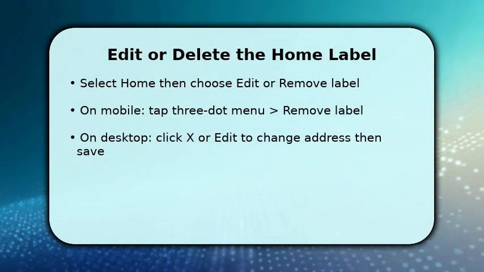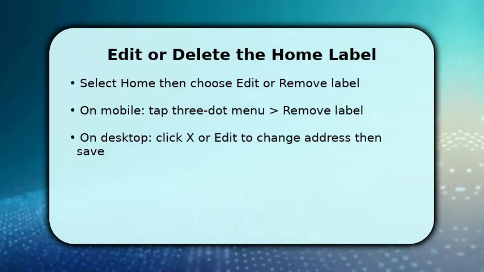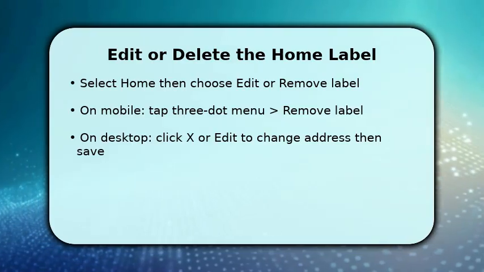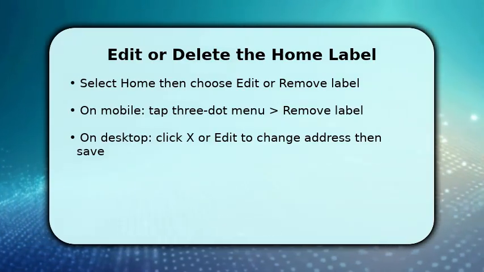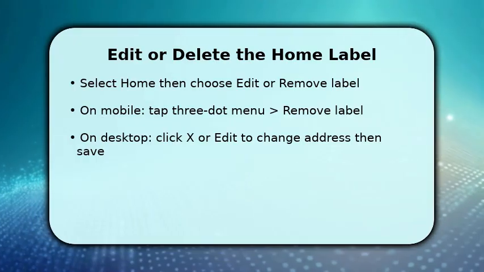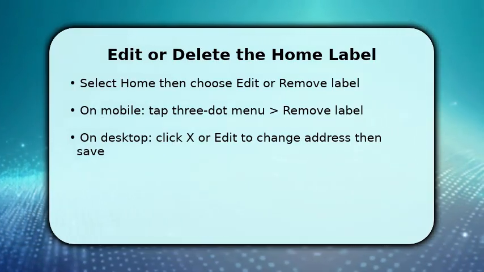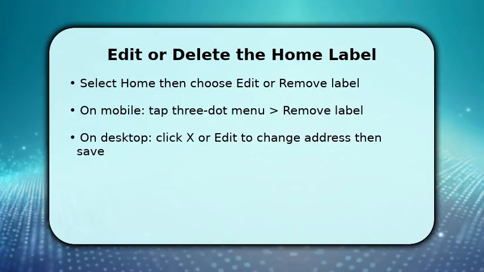On Android and iOS, the three-dot menu reveals Remove Label. On desktop, click Remove or Edit next to the saved place. Make sure you save changes and wait a few seconds for sync. If you want to keep the address without the home label, edit and then save it as a generic saved place instead. This prevents relabeling by sync.